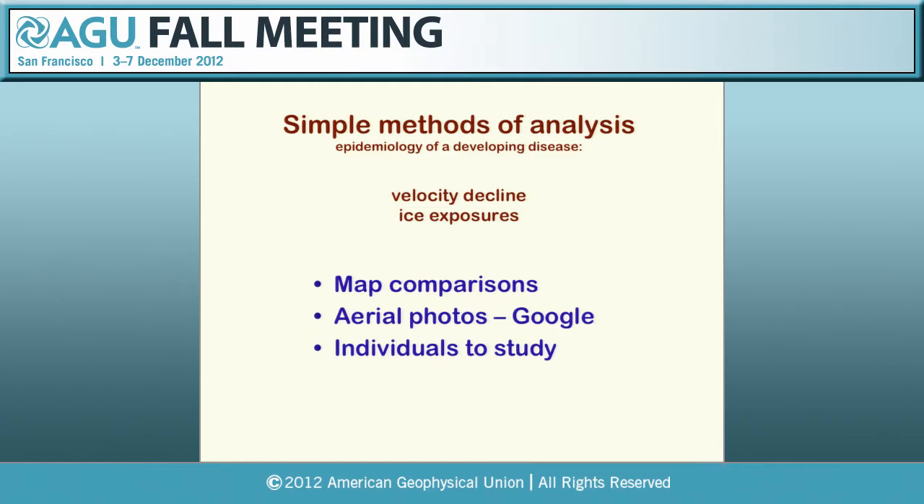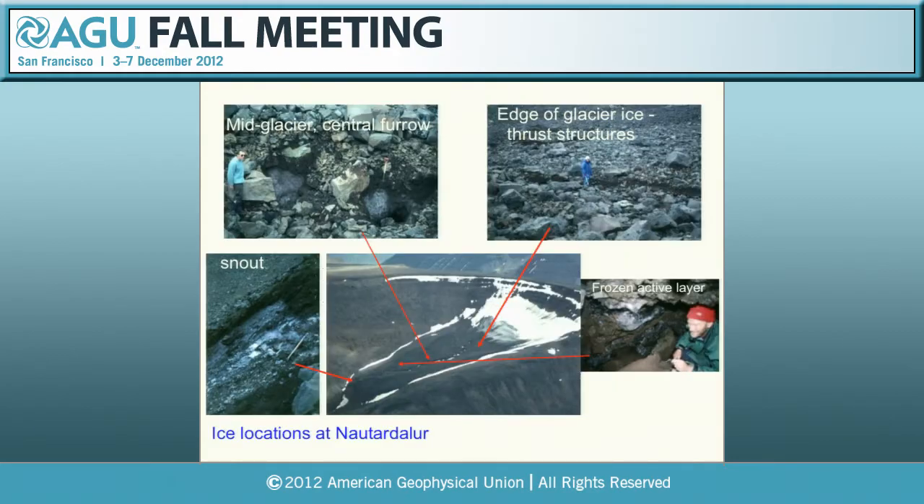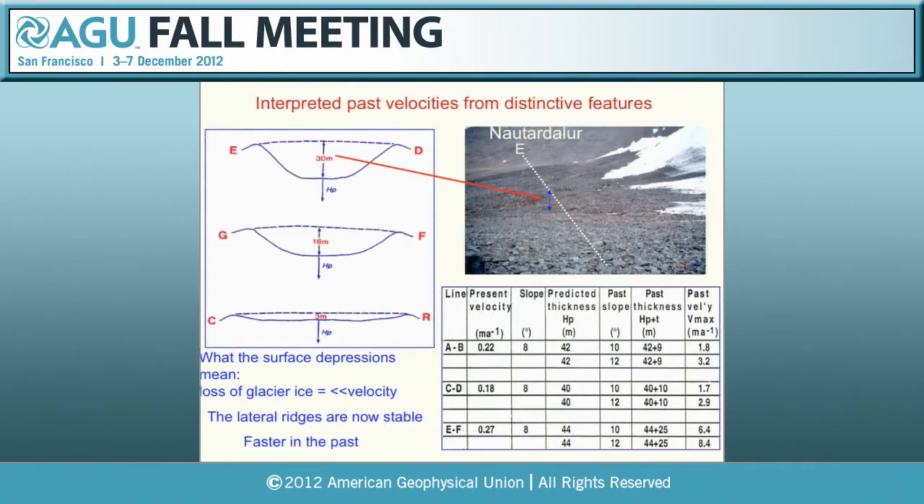Map comparisons, some aerial photographs with Google Earth, and some individuals for ground truthing. We start off, this has been published quite a long time now, a rock glacier in Iceland, and we've got ice exposures at the snout, variously up the central furrow, merging into a small cirque glacier up here. And that's really not much of a problem. We've got massive ice there.